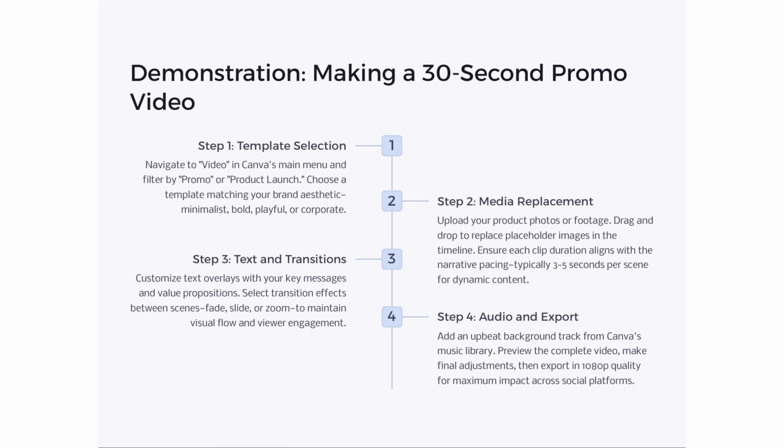Begin by selecting a promo template in Canva that aligns with your brand's style. Replace placeholder images with your product visuals, ensuring each clip lasts 3 to 5 seconds. Customize text overlays with key messages, and choose transitions like fade or slide. Add an upbeat track, preview, and export in 1080p for optimal social media impact.